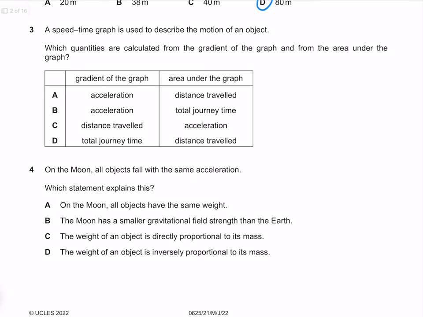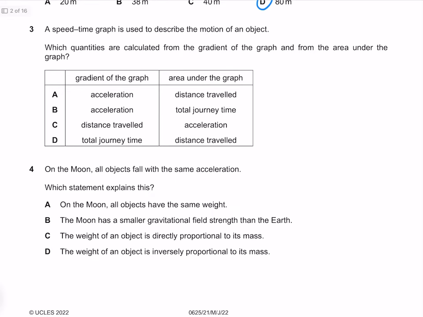A speed time graph is used to describe the motion of an object. Which quantities are calculated from the gradient of the graph and from the area under the graph? The gradient on a speed time graph is the acceleration. The area underneath gives the distance traveled. So our answer is A.